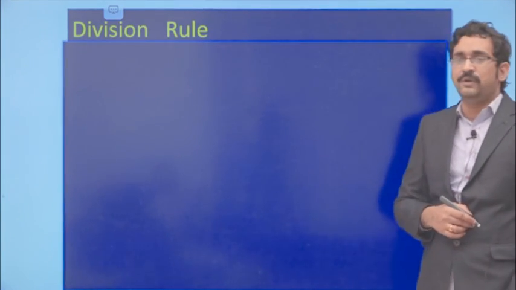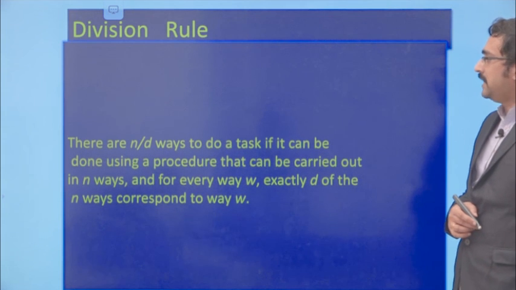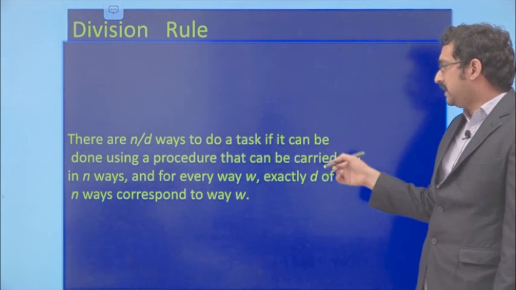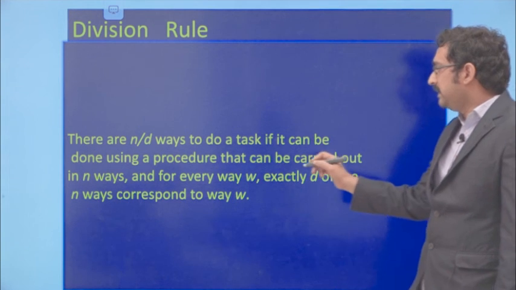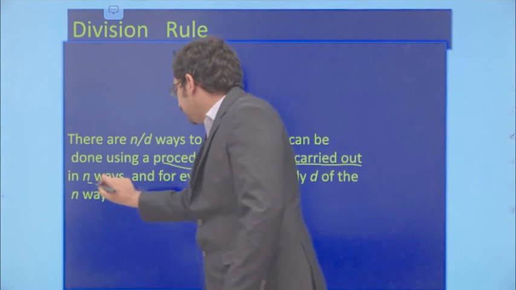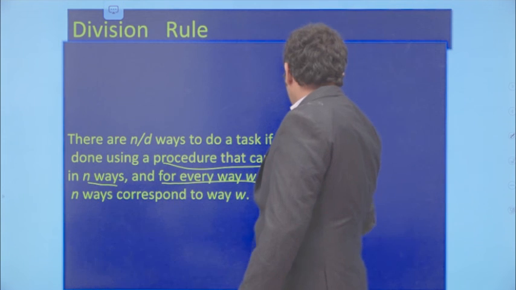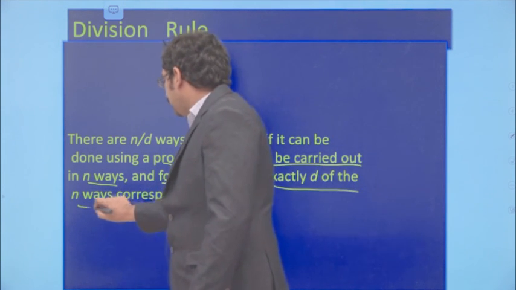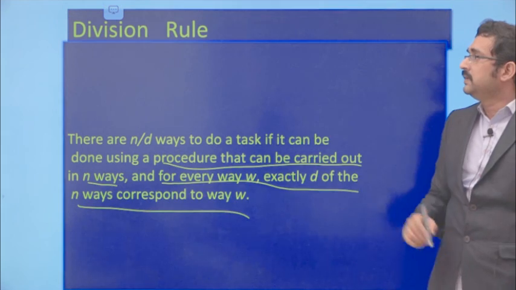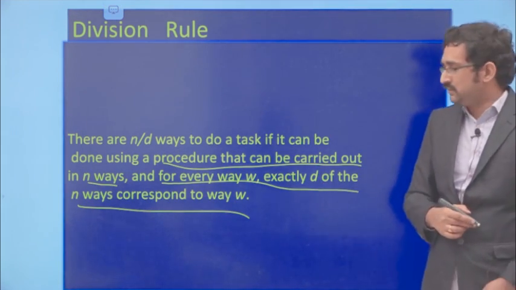Next we will discuss the division rule. So what is the division rule? There are n by d ways to do a task if it can be done by a procedure that can be carried out in n ways, and for every way w, exactly d of the n ways correspond to way w. So this is the division rule.